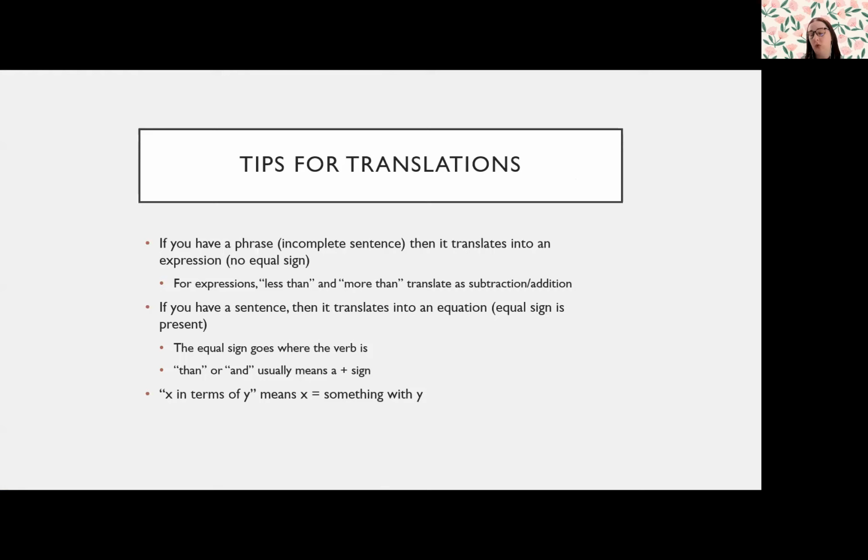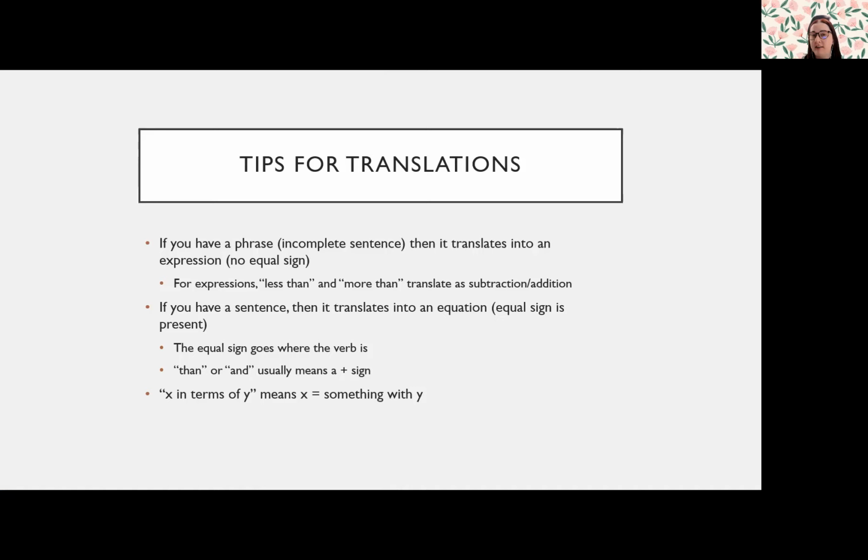So there are some general rules when you're translating that can help you out. So if you have a phrase, I know people usually say they're English people or math people, they're one or the other. A phrase, in English, is an incomplete sentence or incomplete thought. That is equivalent to an expression in math, which means that there's no equal sign. And if you have an expression, then you see the words less than and more than, that generally translates as subtraction or addition.